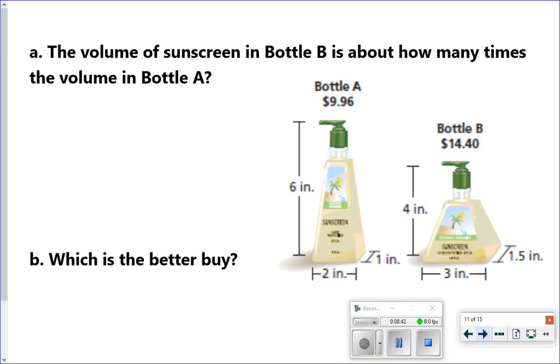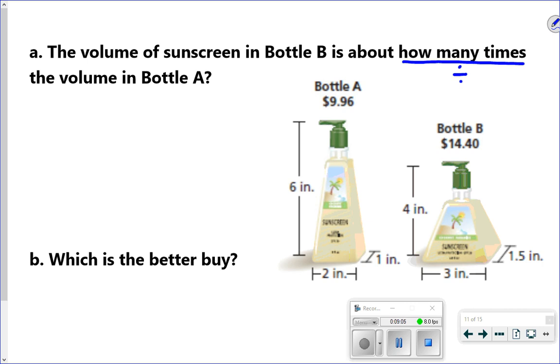Okay, so next one's a story problem. It says the volume of sunscreen in bottle B is about how many times the volume in bottle A. Whenever a problem says how many times, that's telling us we're going to need to divide. Even though times looks like multiplication, I want to know how many times the smaller one can go into the bigger one. That means division. So I need to find the volume of both.